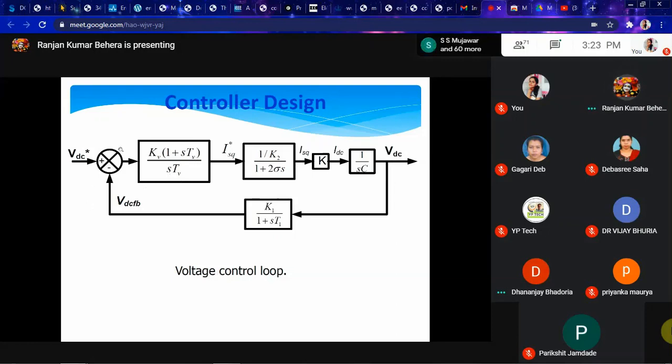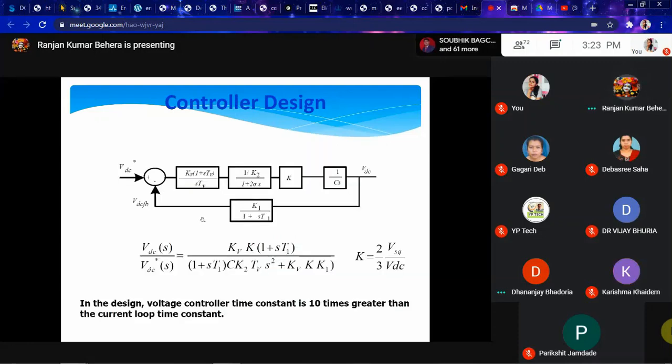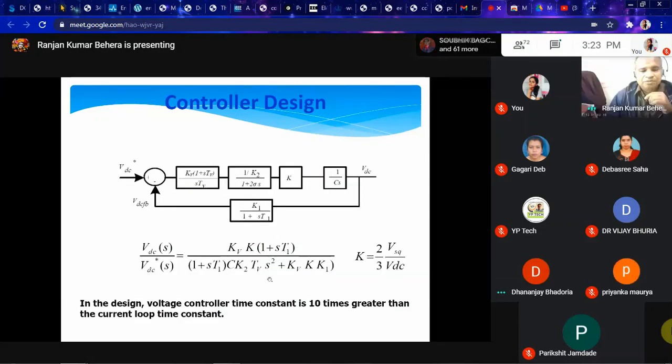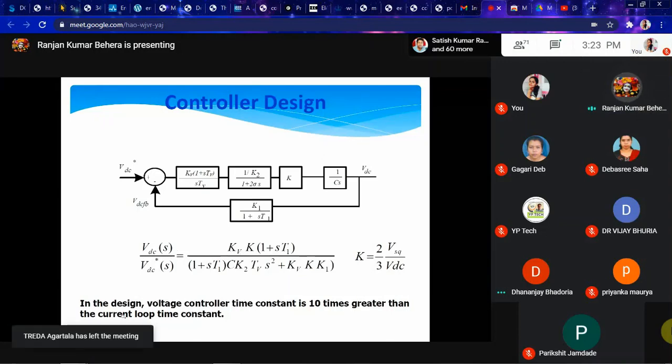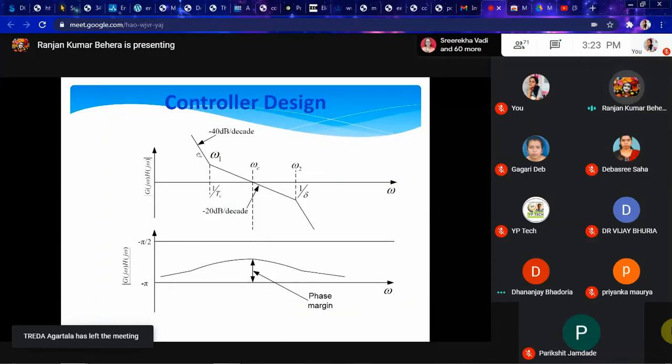Similarly, the transfer function of this complete unit is found out, and you can see here this is the transfer function. In the design, the voltage controller time constant is 10 times greater than the current loop time constant, and this is our controller design.